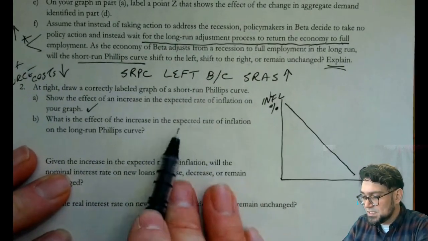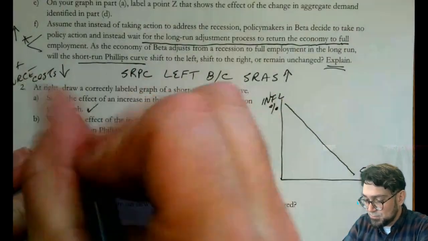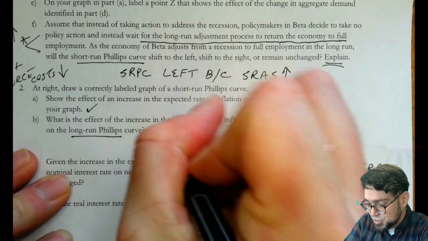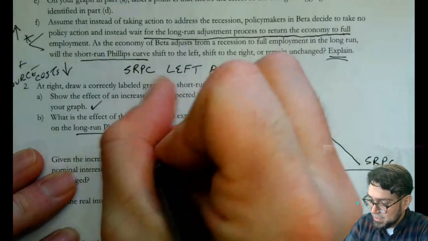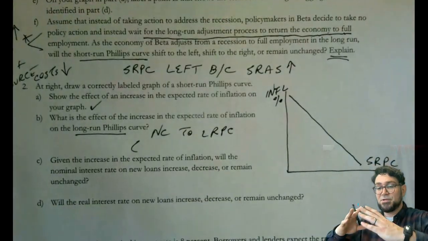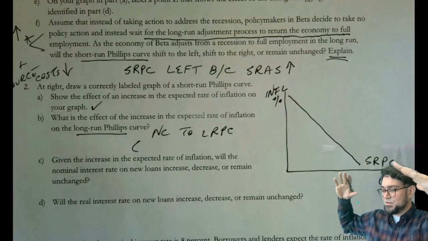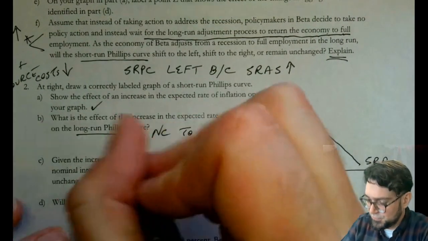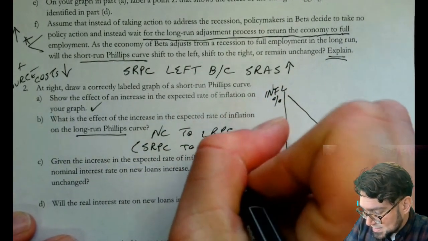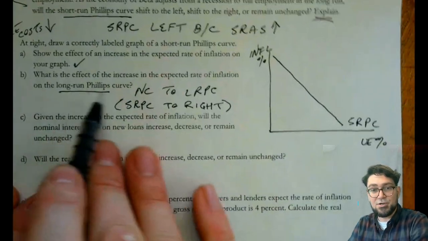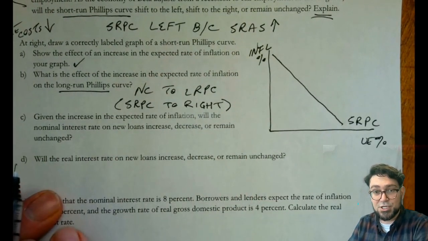What's the effect of the increase in the expected rate of inflation on the long run Phillips curve? Long run Phillips curve, no change to long run. But what would it do? An increase in expected rate of inflation would cause SRAS to shift to the left, and that would cause SRPC to shift to the right. So SRPC to the right. But that's not what they asked us about right here. They asked us about the long run, so there's no change there.